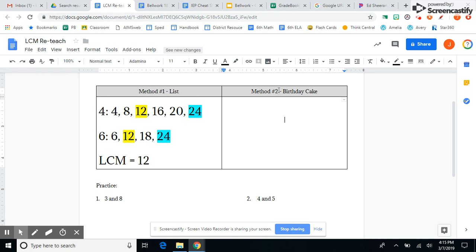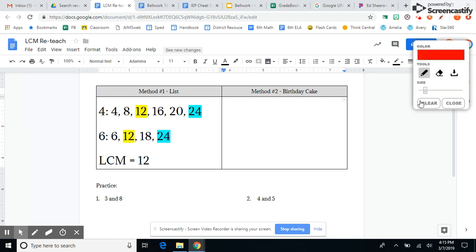Okay. The second method we used was the birthday cake method. So I'm actually going to use this pen to write our problem out this way. So the first thing we're going to do is take our two numbers, 4 and 6, and put them on our first layer of our birthday cake.